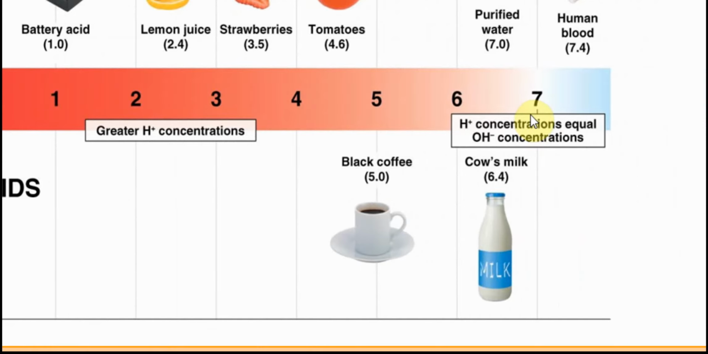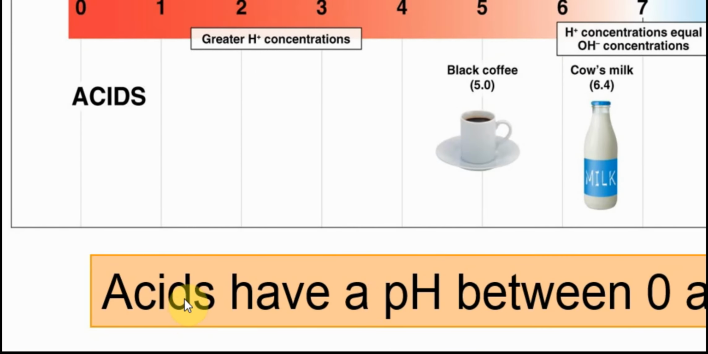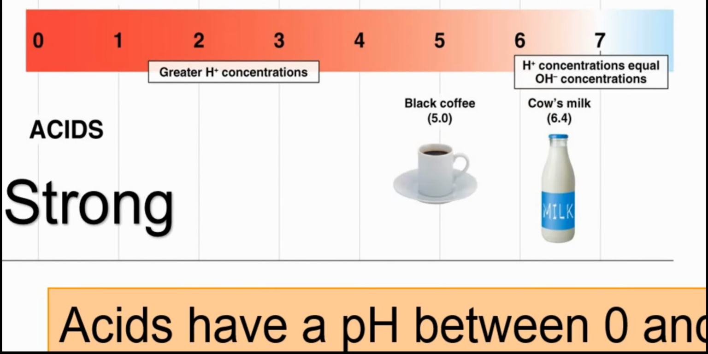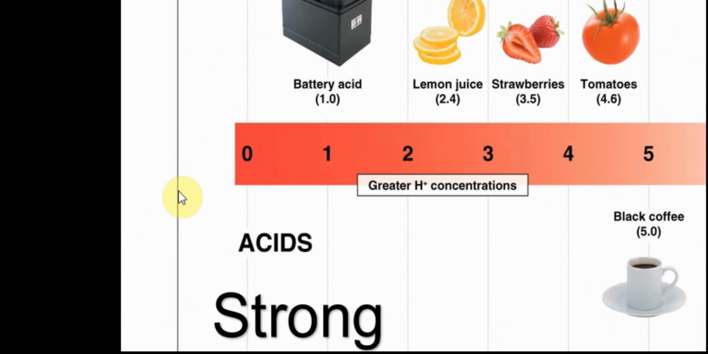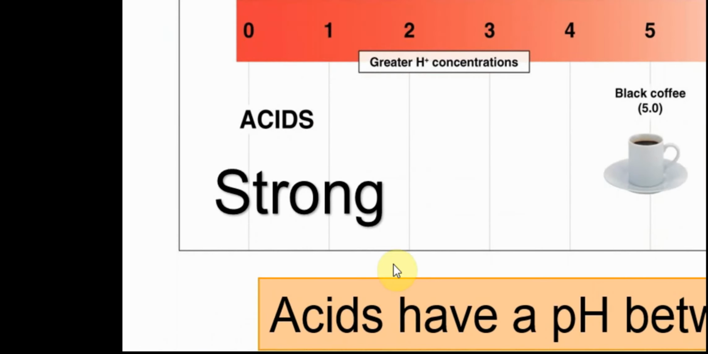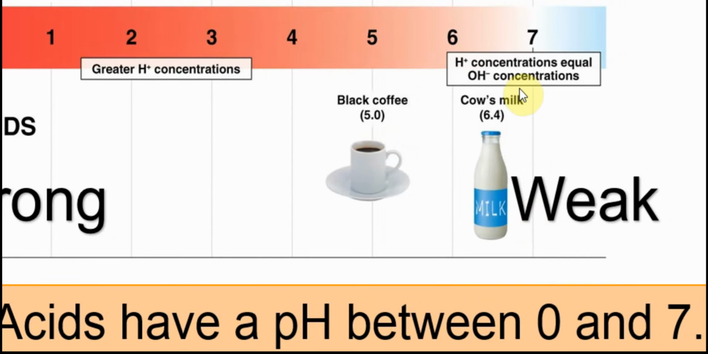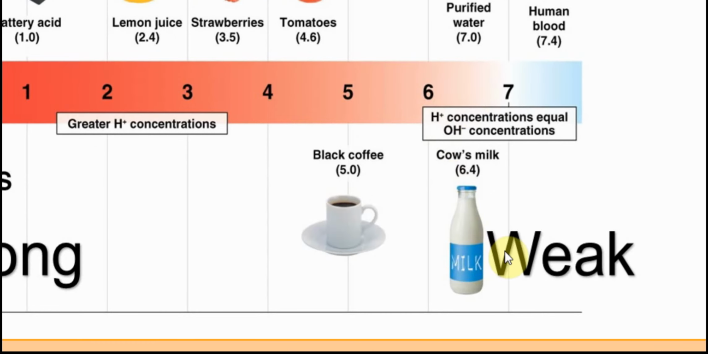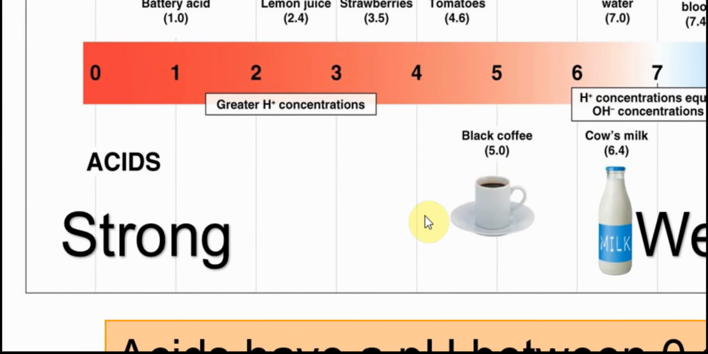So if we consider just values below 7, these are acids. Acids will have a pH between 0 and 7. Because of the way that pH is calculated, strong acids are further away from 7. That means that these have lots of hydrogen ions. Weak acids are closer to a pH of 7. That means that there are relatively fewer hydrogen ions on this end of the scale as compared to this end of the scale.